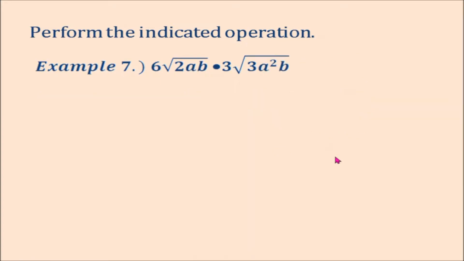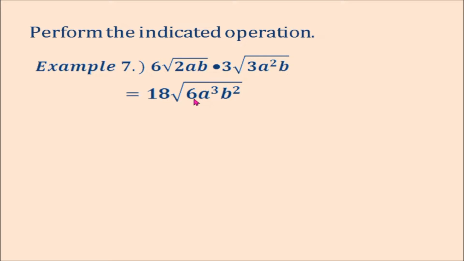Example number 7. 6 square root of 2ab times 3 square root of 3a squared b. Now again, since the indices are the same, we can multiply the radicands, and we can also multiply the coefficients. So 6 times 3 is 18. Then 2ab times 3a squared b equals 6a cubed b squared.